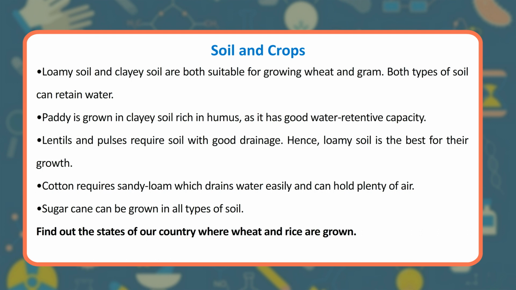Paddy is grown in clayey soil rich in humus, as it has good water retentive capacity. Lentils and pulses require soil with good drainage. Hence, loamy soil is the best for their growth. Cotton requires sandy loam which drains water easily and can hold plenty of air. Sugarcane can be grown in all types of soil. Find out the states of our country where wheat and rice are grown.